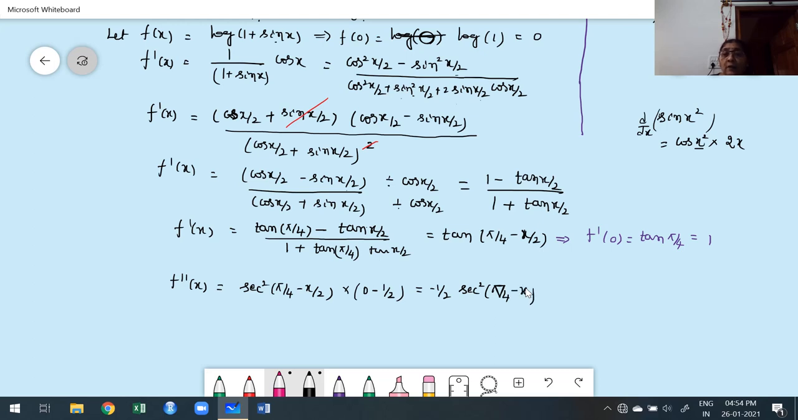But you already know that secant square can also be written in terms of tan. Why am I going to express it in tan? Once you express it in tan, then I can replace it by f dash. Instead of finding the next derivative of secant square directly, the easiest way to find f double dash is this. Secant square is 2 secant.